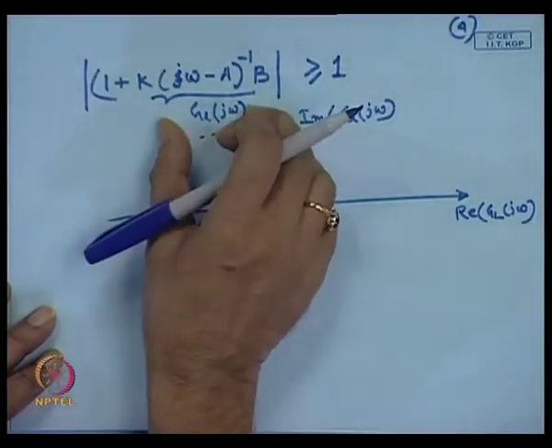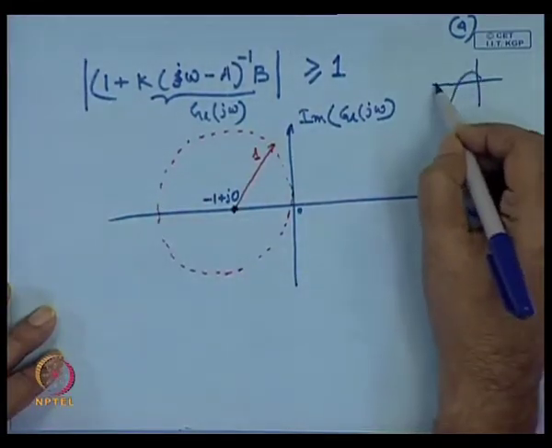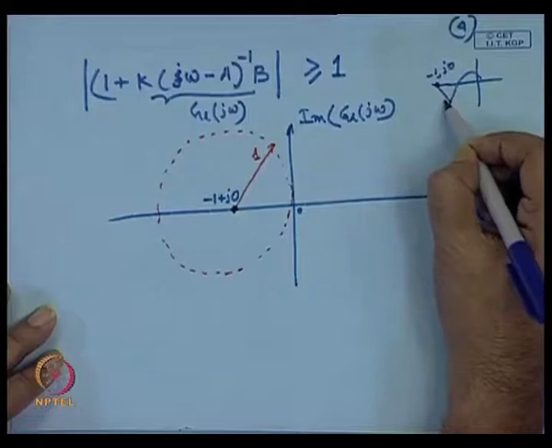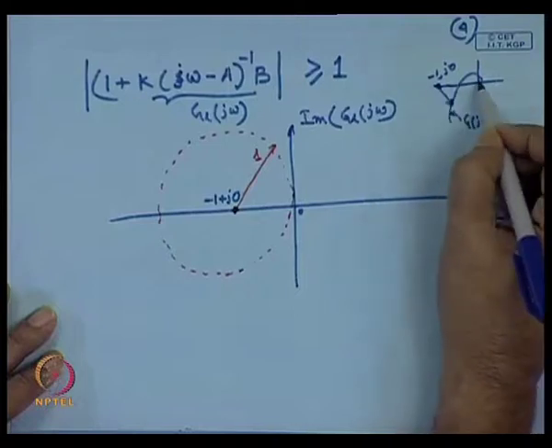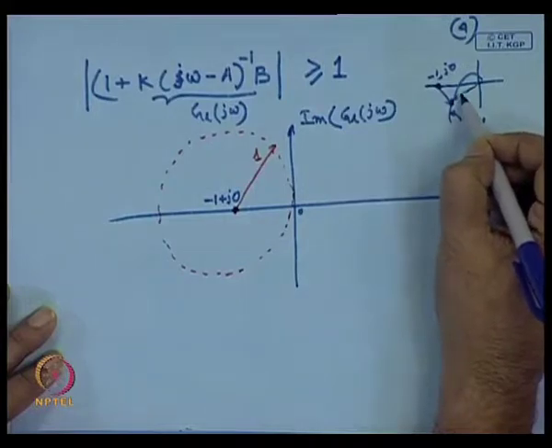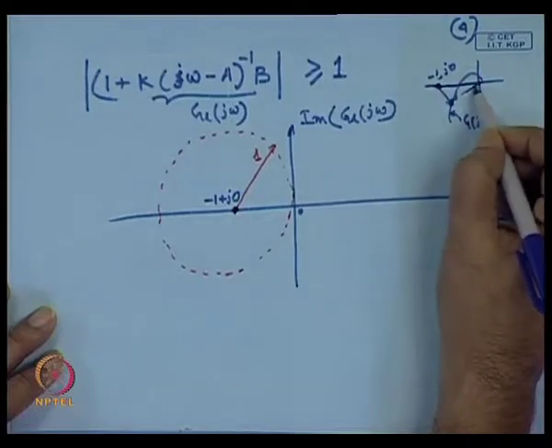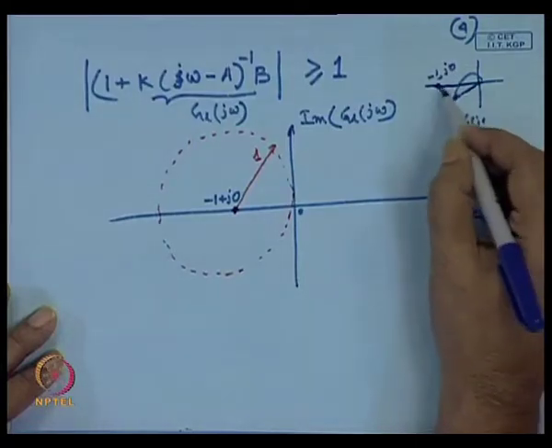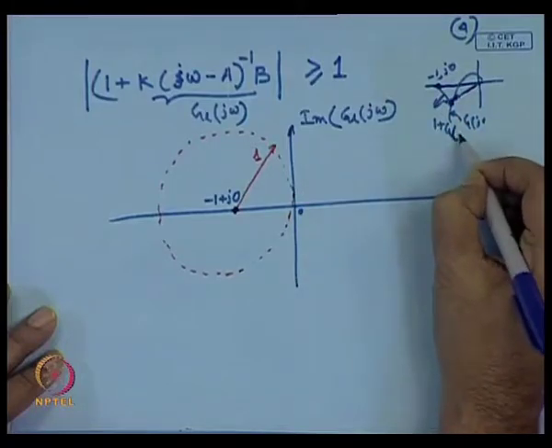Let us call this plot G(jω). What is the distance from this point, minus 1, to any point on the polar plot of G? This distance is 1, and this distance is the magnitude of G(jω). So, this distance plus this distance gives the value of 1 + G_L(jω). That is what this is.